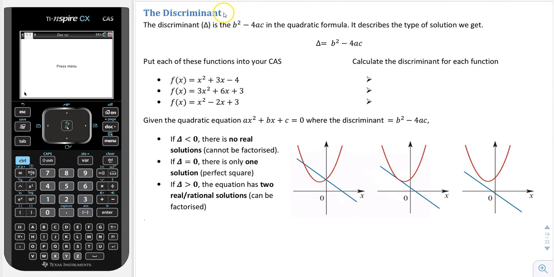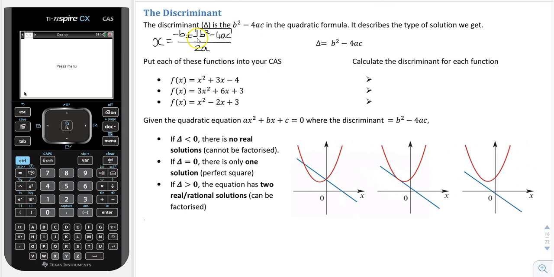The discriminant, which is described using a triangle, is b squared minus 4ac, and it comes directly from the quadratic formula. In fact, it's the part that's in the square root. So what we're actually describing is whether or not what's in the square root is 0, greater than 0, or less than 0. And that tells us a lot about our graph. It tells us what types of solutions that we could have. So there's 3 possibilities. There is no solutions, there's 1 solution, and then there's 2 solutions.